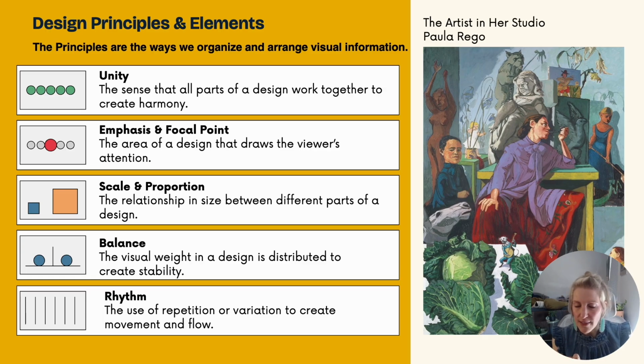Now, I want you to look at this image on the right by Paula Rego, the artist in her studio. I want you to look back at the left at those 5 design principles: unity, emphasis or focal point, scale and proportion, balance and rhythm, and think about how the artist has used those principles in this design to create visual impact. Now, when I look at this design, I'm drawn directly to the center. Right? I feel that that center image is emphasized.